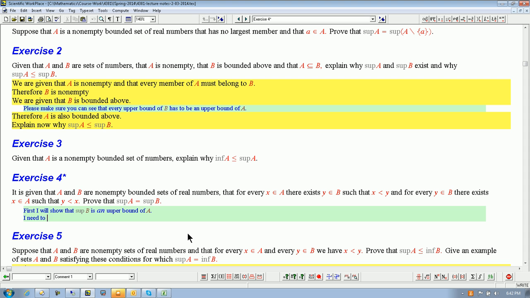I need to explain why, or what does it mean to say that sup B is an upper bound? What does the definition of upper bound tell you? A number is an upper bound of a set when what? When every member of the set is less than. Aha! I need to explain why the inequality x less than or equal to sup B must hold for every x in A. You understand?